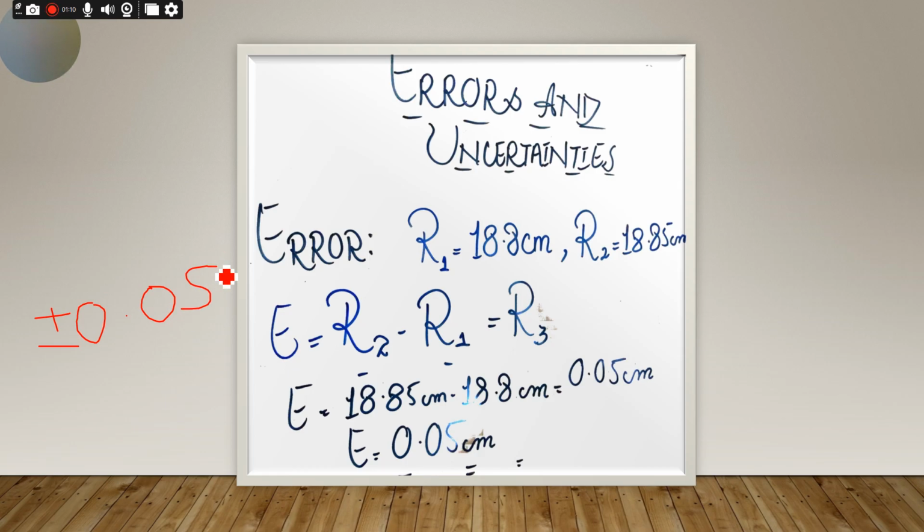That plus minus sign just tells us that the actual length is not exactly one of the two values. It's somewhere between, maybe a bit more than 18.8 centimeter or a bit less than 18.85 centimeter. So this plus minus shows that small variation on either side. Alright. So now we will move towards calculating uncertainty, as we have calculated the error for this experiment.